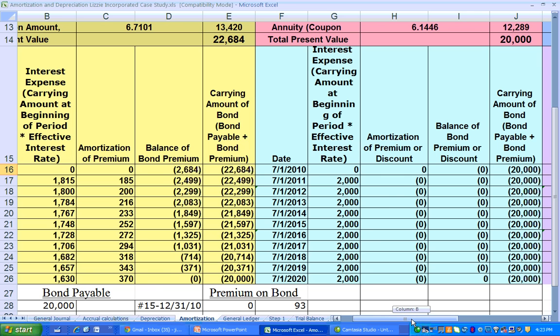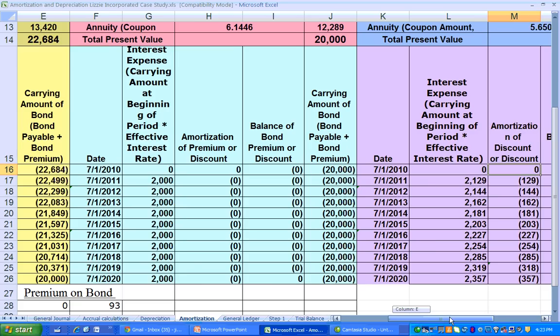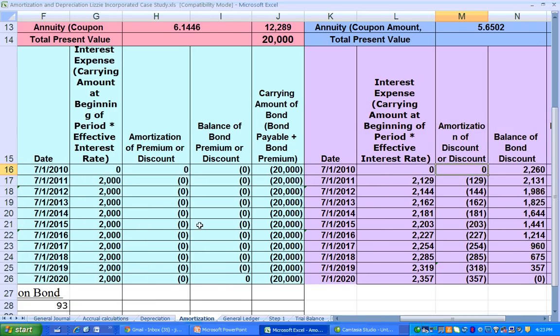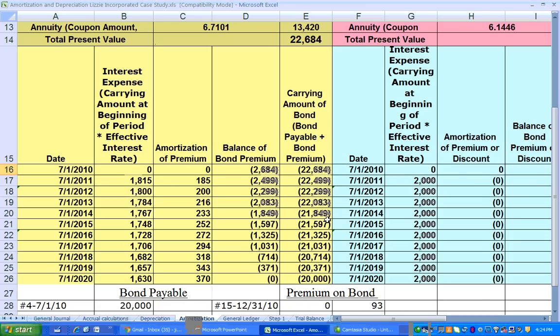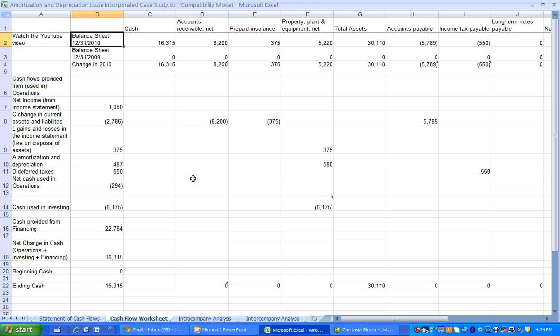Last thing I want to do is take a real quick look at how this is affected on the statement of cash flows. We're looking at the cash flow worksheet for Lizzie Inc. And I'm over here at the net bonds payable. You notice the change from the beginning to the end of the year: the beginning of the year was 0. The end of the year was the net amount of $22,591. Well, that was reflected because she sold the bond. Lizzie Inc. sold the bond for $22,684.